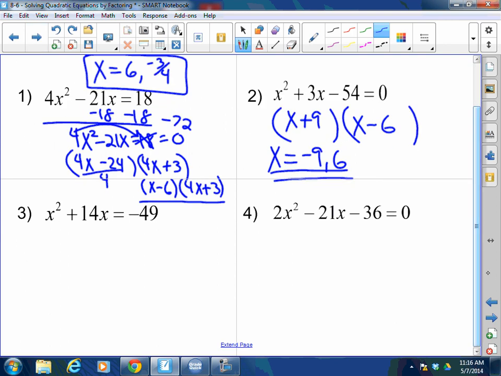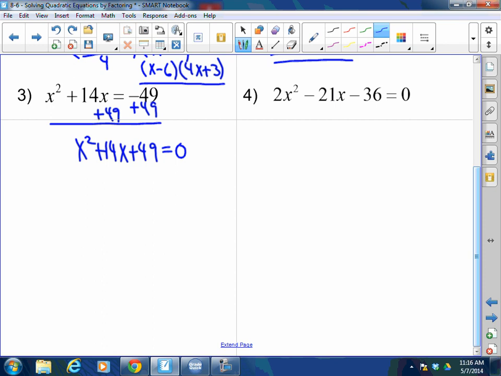Is this in standard form? So I got to add 49 to both sides. X squared plus 14x plus 49 equals 0. What times what is 49, but when added together is 14? Okay. Well, so what's my solution?